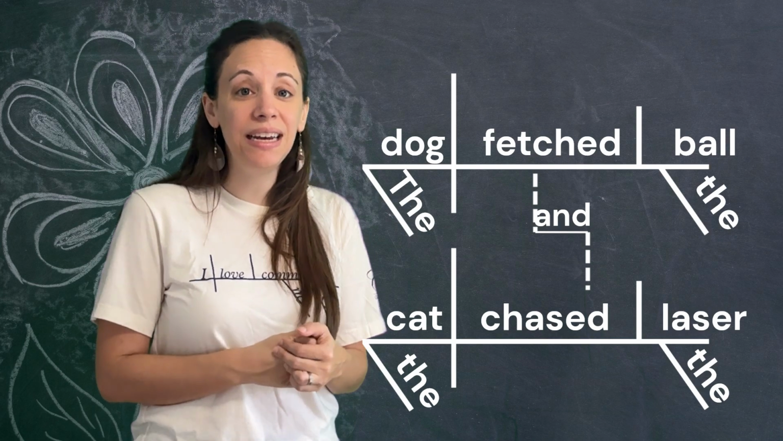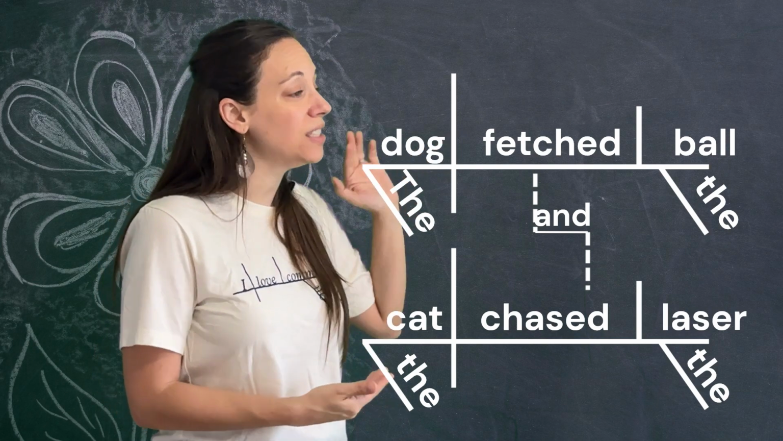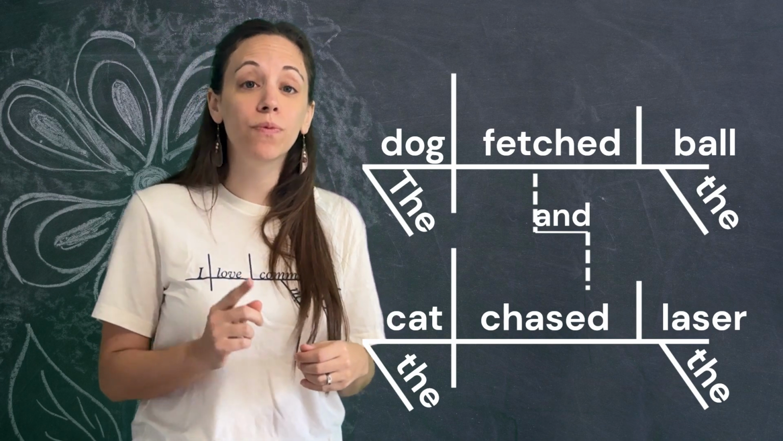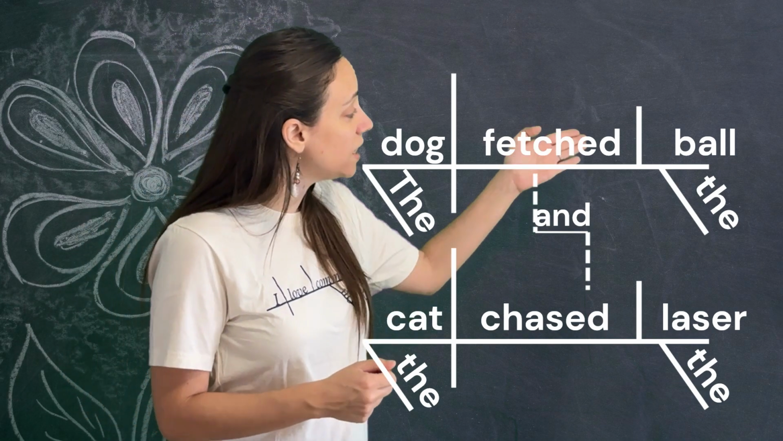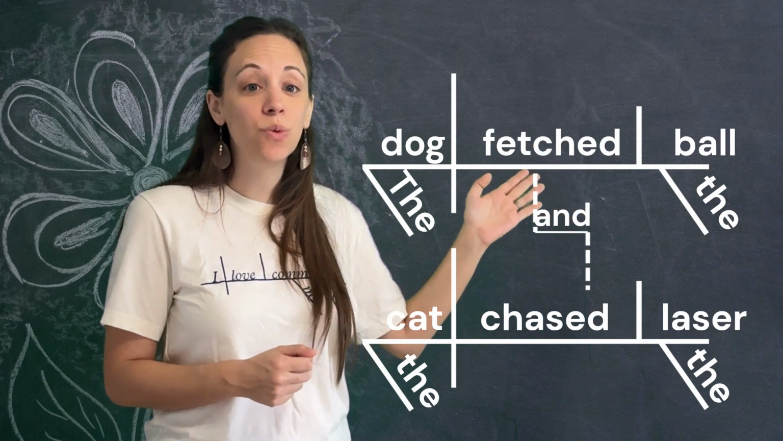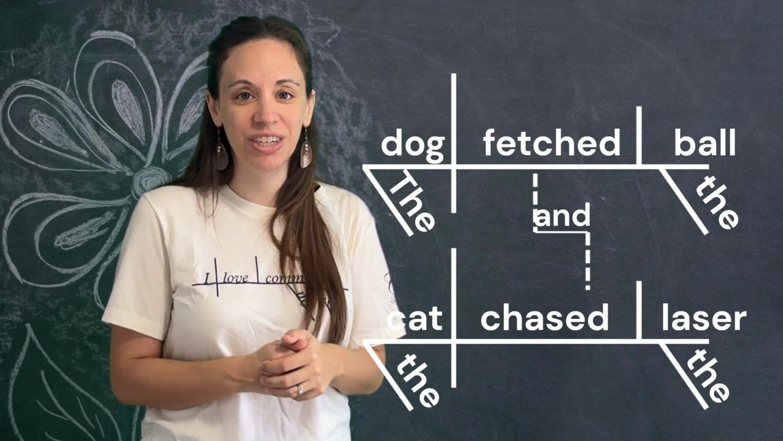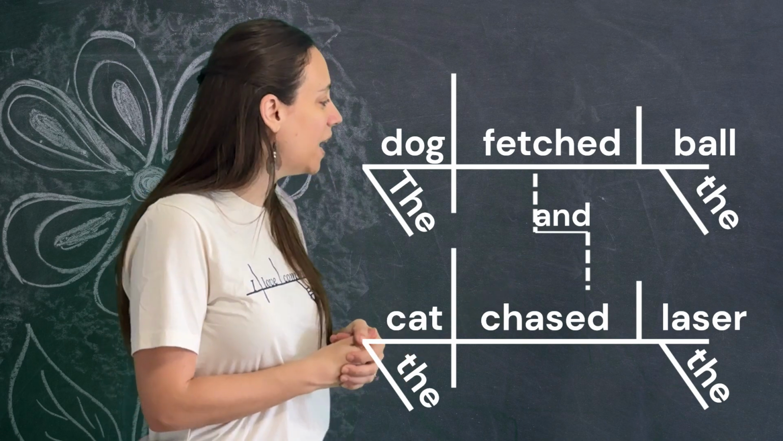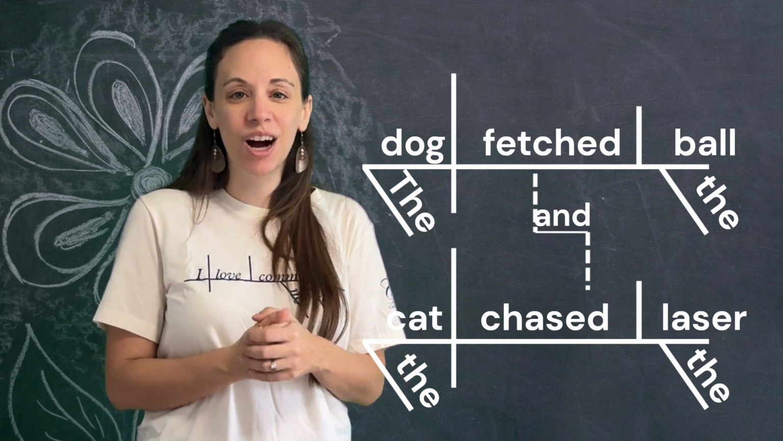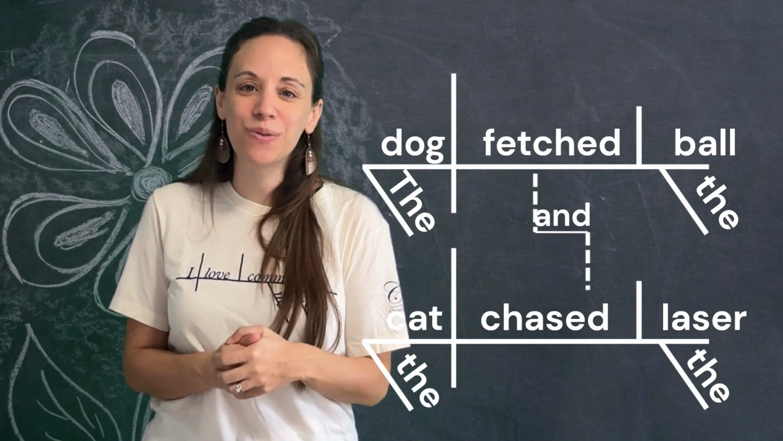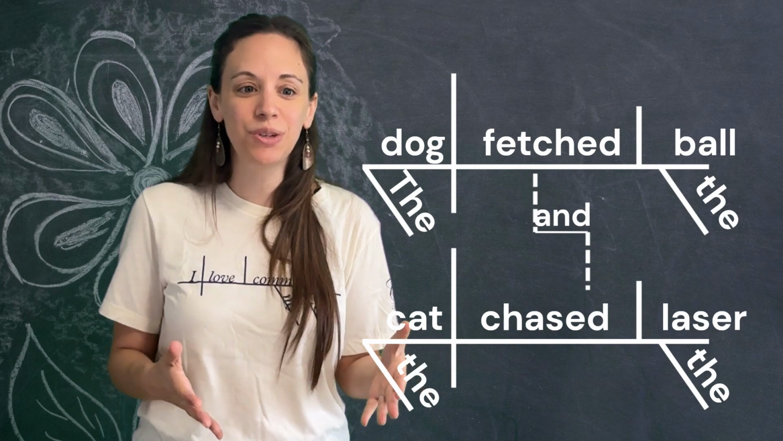And now we're going to connect the two independent clauses with our coordinating conjunction by dotted lines connecting our verbs together. So in this case, fetched and the word chased is going to be connected to our coordinating conjunction. That's it. We've diagrammed our entire compound sentence clause here. Two independent clauses and a fanboy coordinating conjunction. Let's move on to another one.